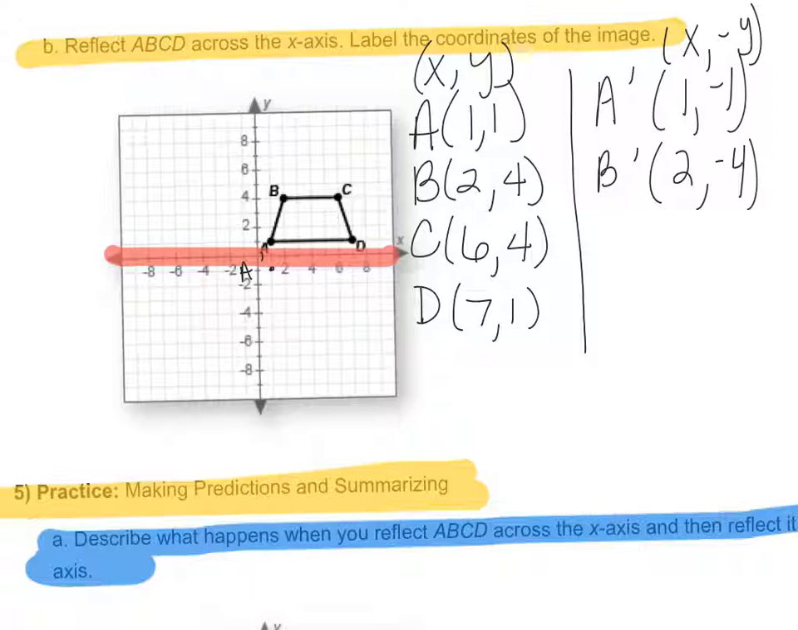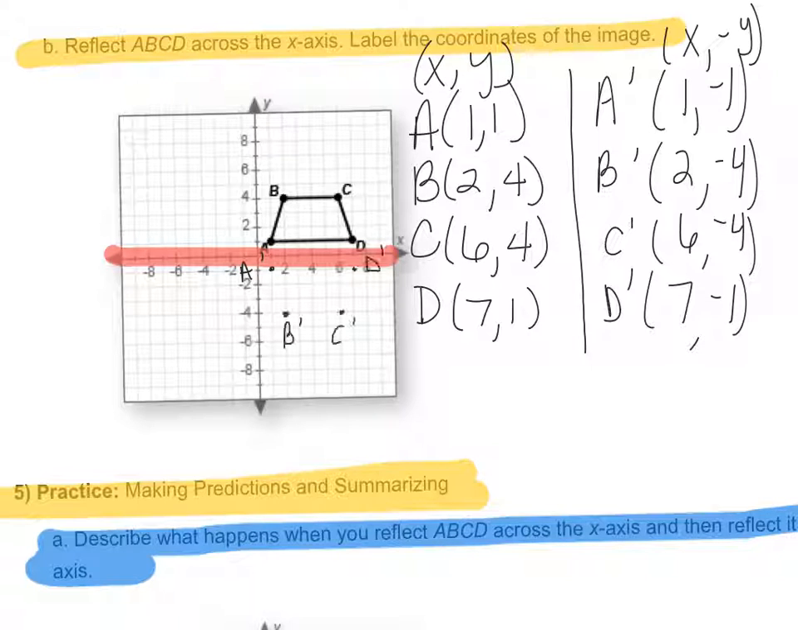So that's what that should look like. Every single x value will be exactly the same, and the sign of the y value is going to change. So you've got 1, 2, 6, 7. It'll be 1, 2, 6, 7, but the y value will go from 4 to -4, and d will go from 1 to -1.